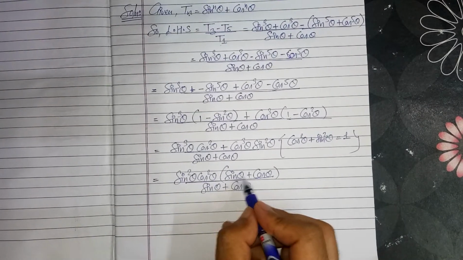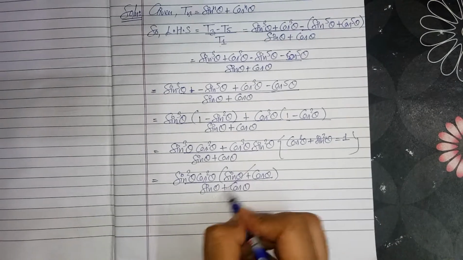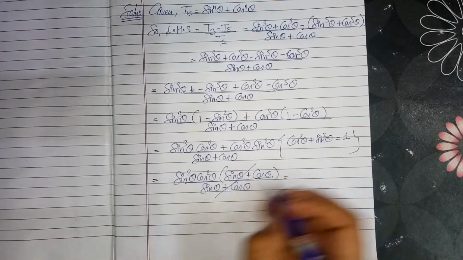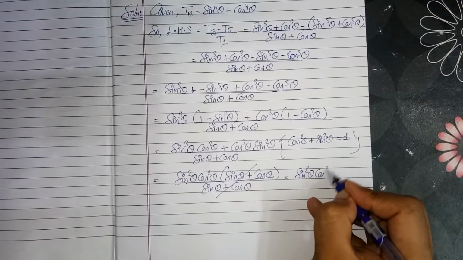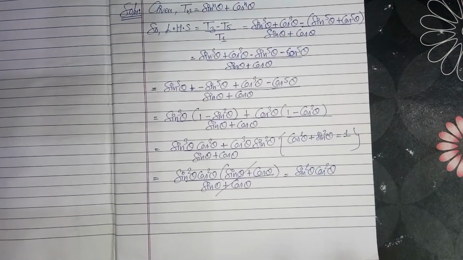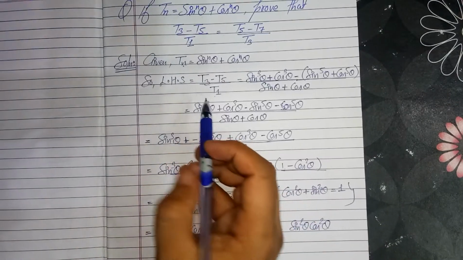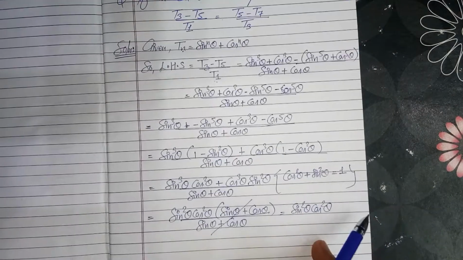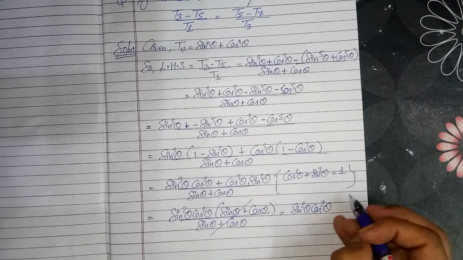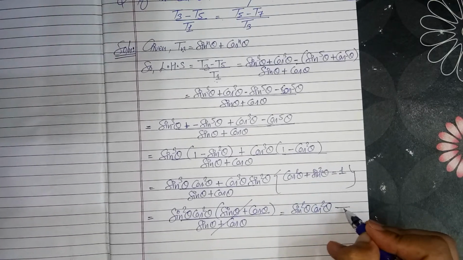Now this sin theta plus cos theta will cancel out, so it is equal to sin square theta cos square theta. So the value of LHS, which is (T3 minus T5) divided by T1, is sin square theta cos square theta. Okay, let it be 1.